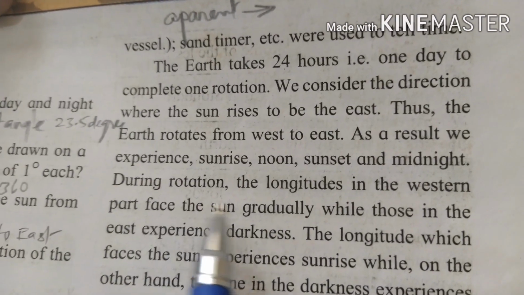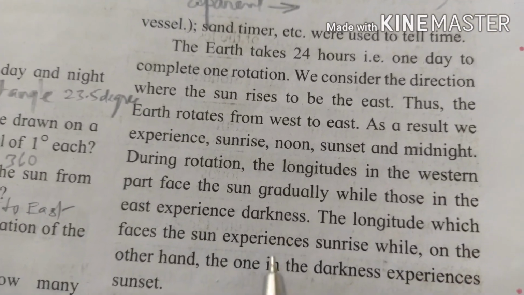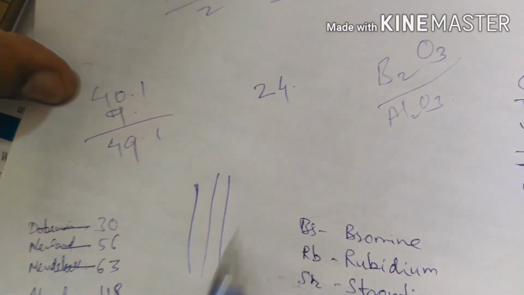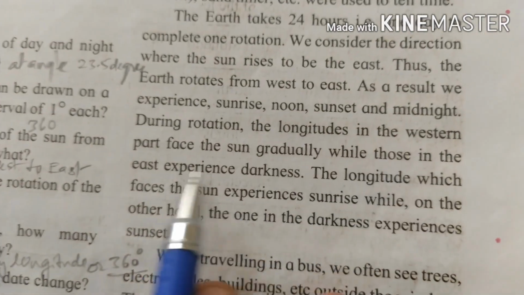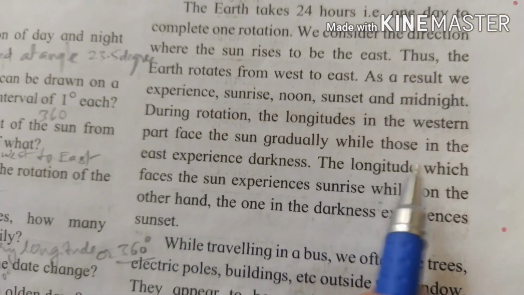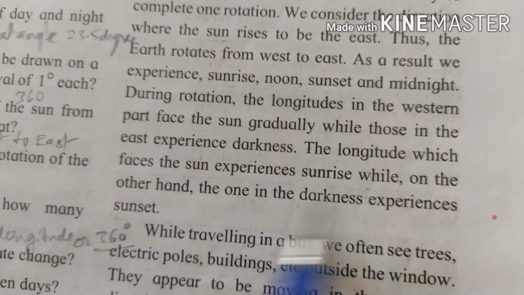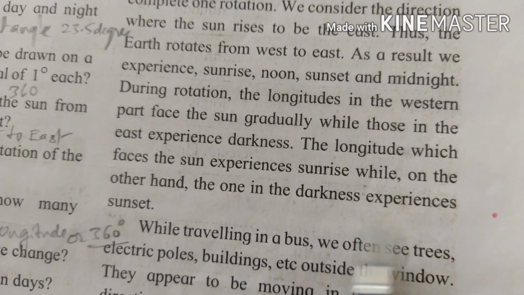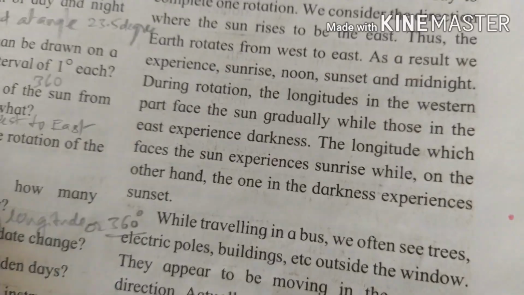Now during rotation, the longitudes are there in this manner and latitudes are there. The longitudes in the eastern part face the sun gradually, while those in the west experience darkness. The longitude which faces the sun experiences sunrise, while the one in the darkness experiences sunset.